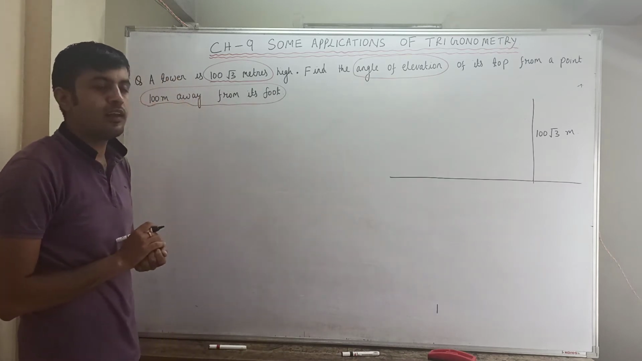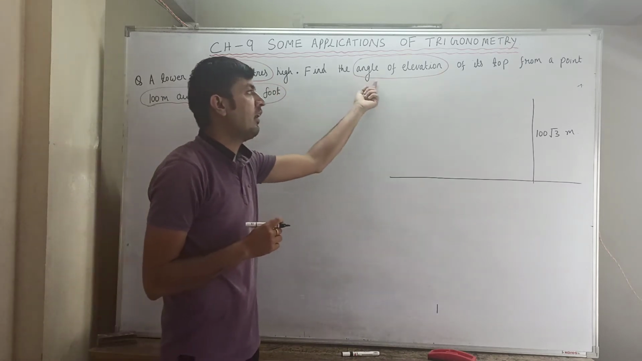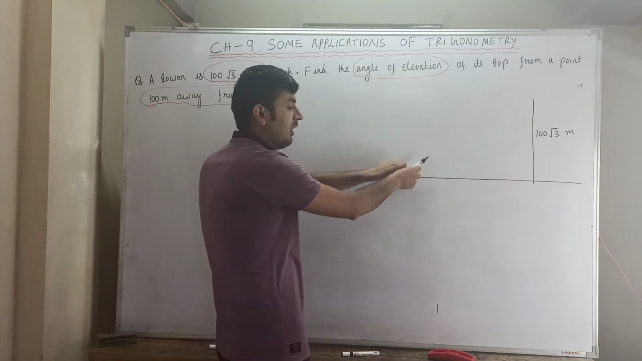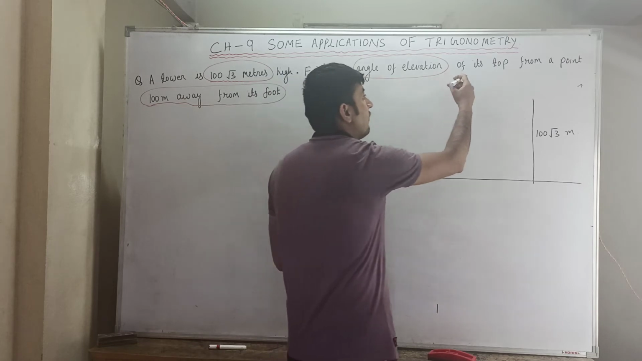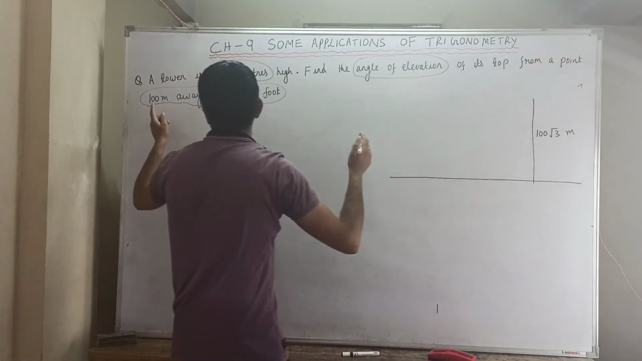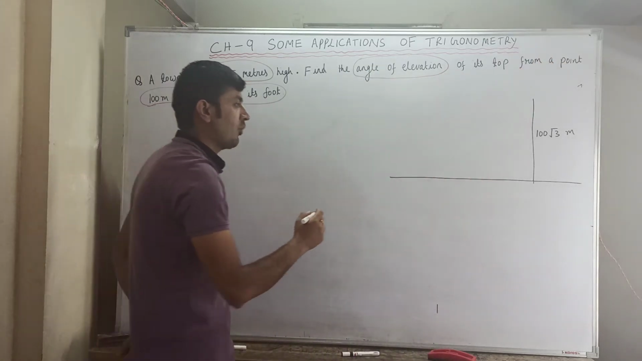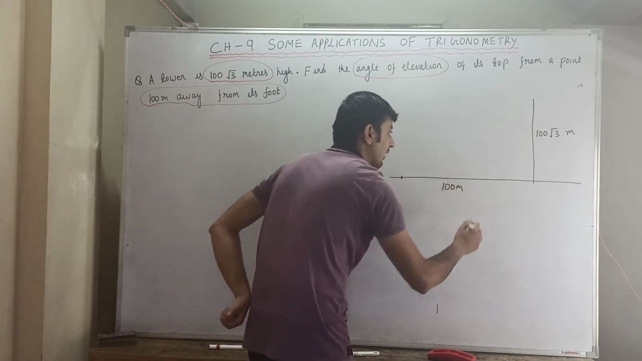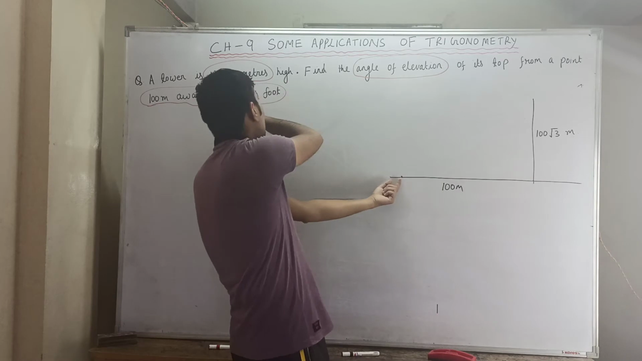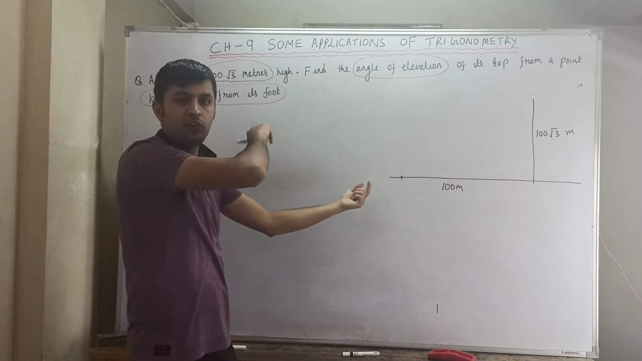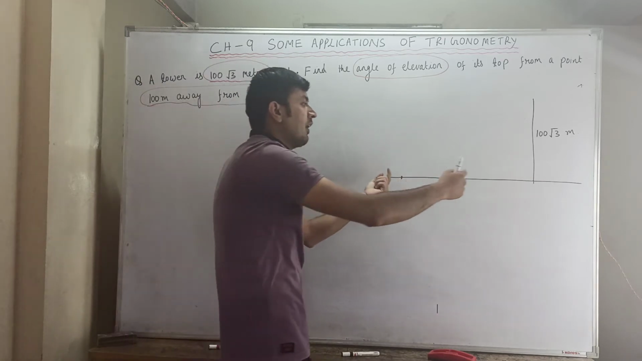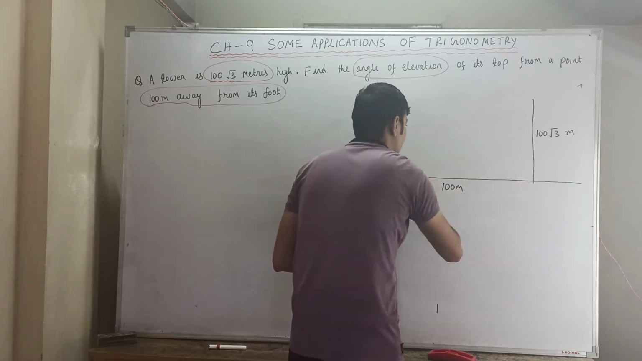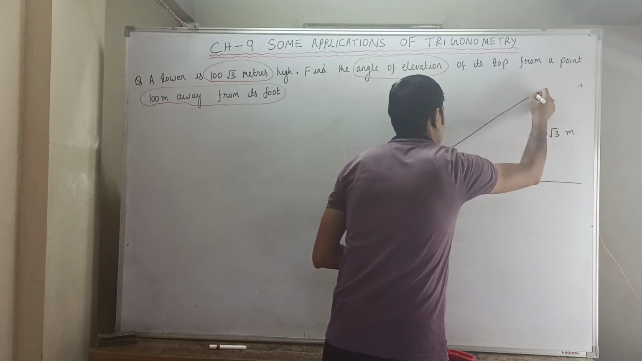Then what do they say next? Find the angle of elevation. Angle of elevation means he is looking up only. Of its top from a point 100 meter away. That means one point is here, that is 100 meter away from its foot, that means 100 meter away from the foot of the tower. So from here, he is looking up like this.